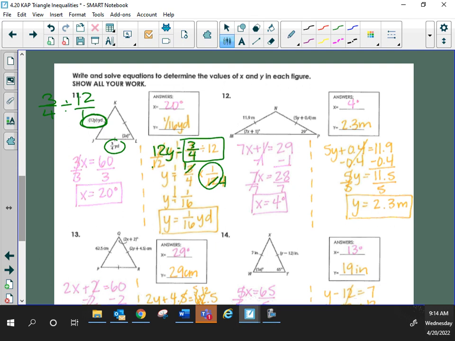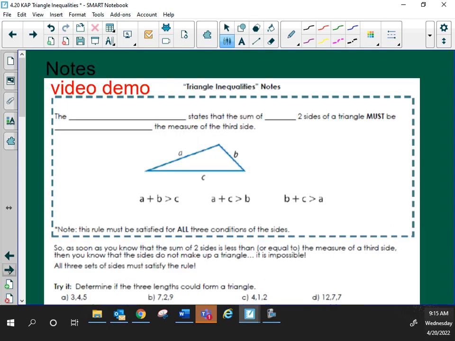Okay? I also know it's going to be a fraction because if I'm multiplying a whole number and I end up with a fraction as the answer, I know I'm going to have to multiply it by something less than 1. I love all these questions. These were good thinking questions to get that right there. All right. So we are going to go into this lesson.